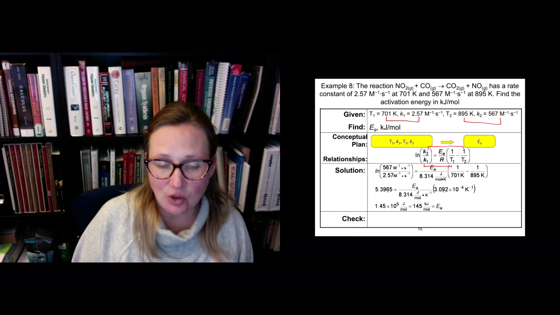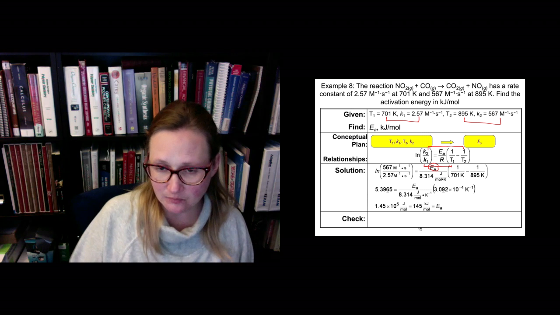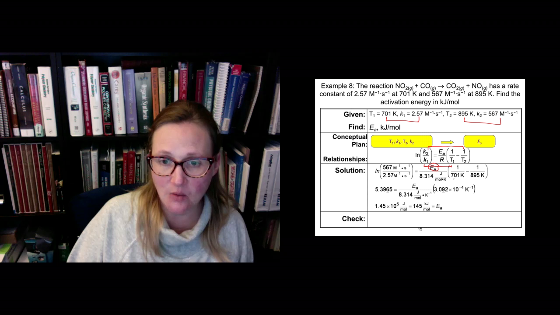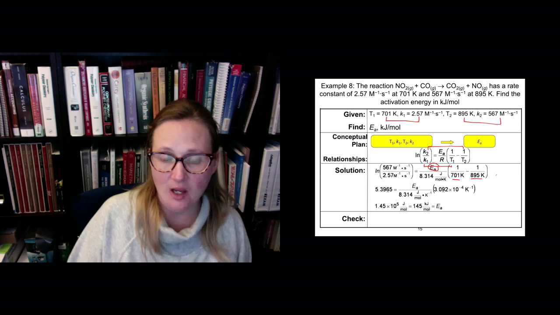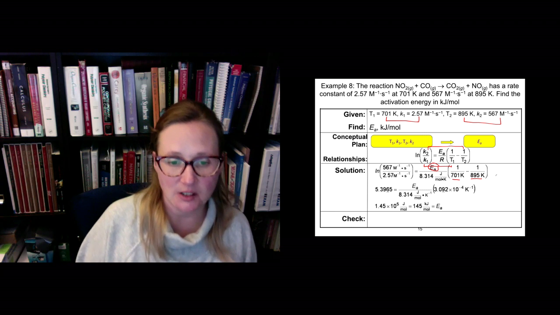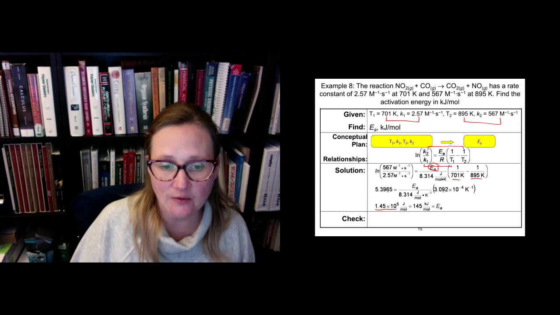So we're going to take the natural log of that, and that's equal to EA, this is what we're trying to solve, divided by the gas constant, and then 1 over T1, which is 701, minus 1 over T2, which is 895. Okay, so we're just really plugging in numbers here. And when we solve for the activation energy, we get 1.45 times 10 to the 5th.